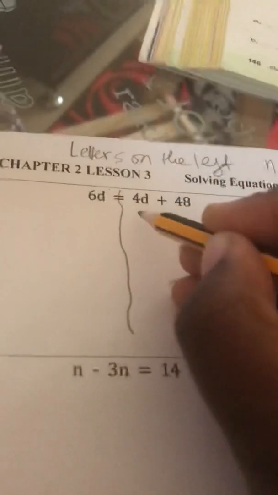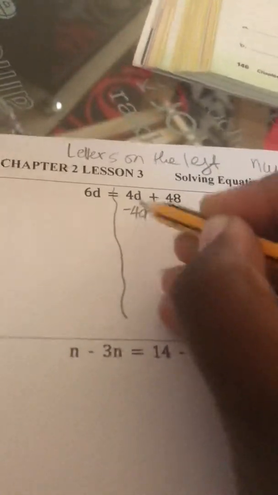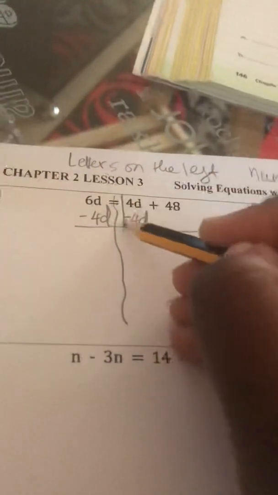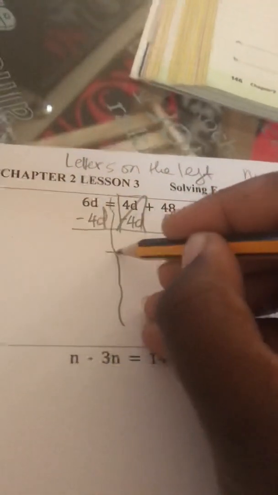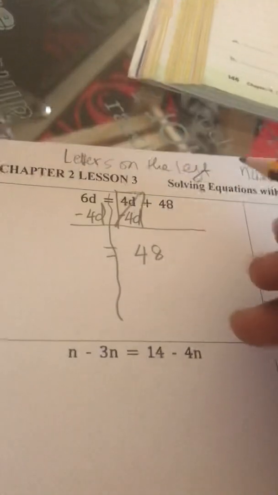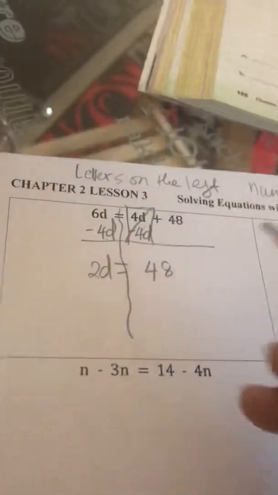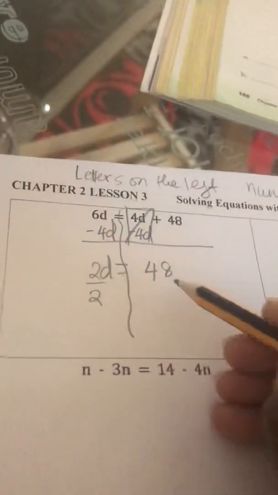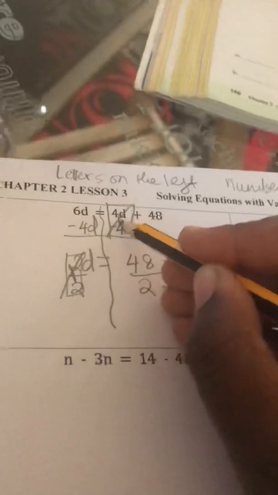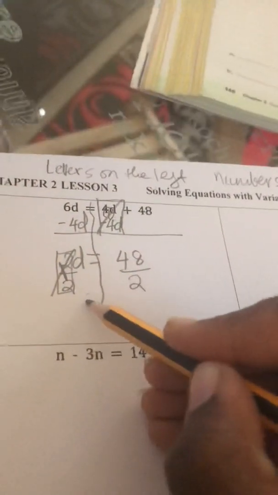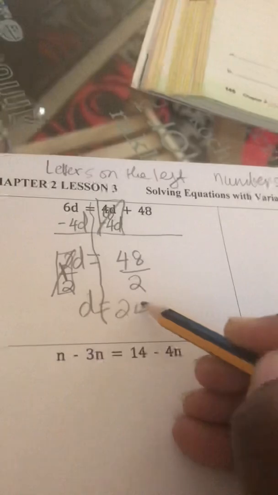So I'm going to subtract both sides by 4D. And then I draw this. This becomes 0. I am left with 48. 6D minus 4D is 2D. Then what do I do? I divide by 2 on both sides. This 2 and this 2 goes away because it is 1. Don't forget to write the 0 there. So this is D equals to 24.